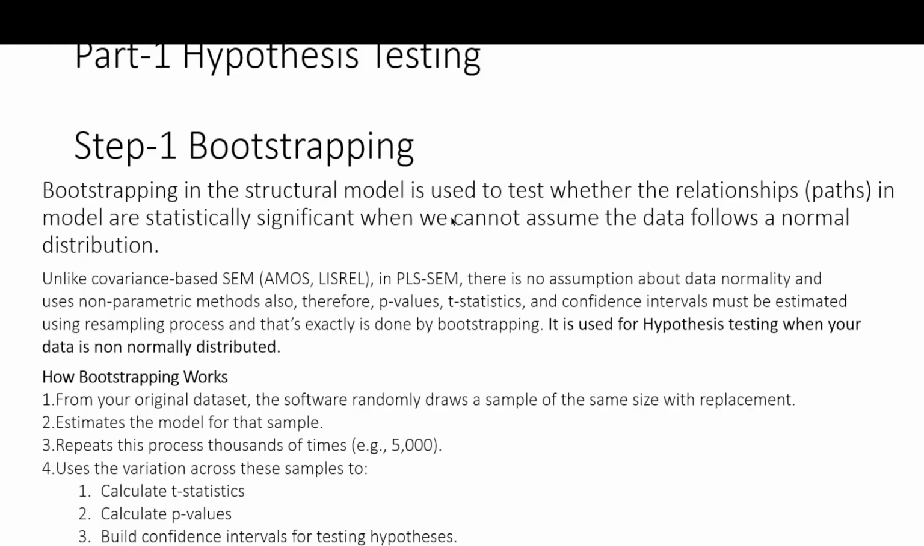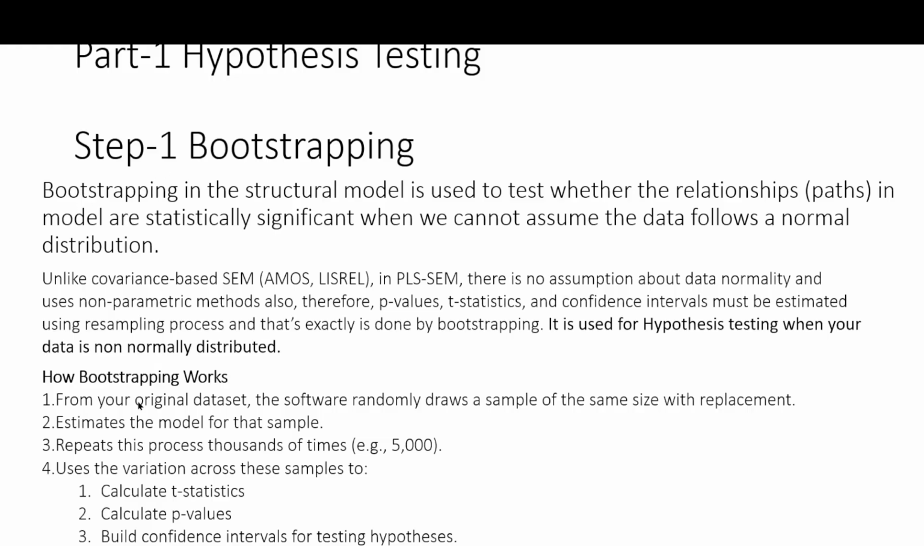Bootstrapping in the structural model is used to test whether the relationships in the model are statistically significant when we cannot assume the data follows a normal distribution. Unlike covariance-based SEM, AMOS or LISREL, in PLS-SEM there is no assumption about data normality, and it uses non-parametric methods also. Therefore, p-values, t-statistics and confidence intervals must be estimated using a resampling process, and that is exactly what is done by bootstrapping. It is used for hypothesis testing when your data is not normally distributed. So friends, before going to the hypothesis testing procedure, it is mandatory to execute this process, bootstrapping.